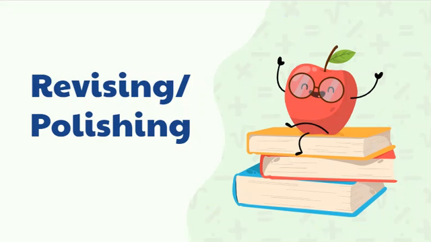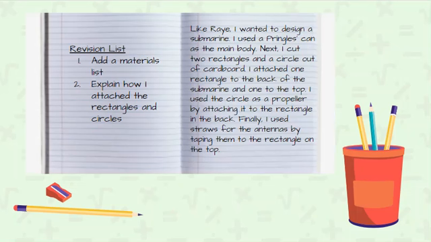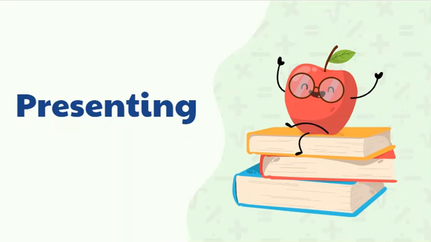After the students have received feedback or have looked over their writing themselves, give them time to polish their pieces. Revision lists encourage students to focus on a few items to work on. These lists can be added to their composition notebooks or placed on sticky notes or note cards. You can model this process too. For example, the students might encourage me to add a materials list and what I use to attach the rectangles and circle.